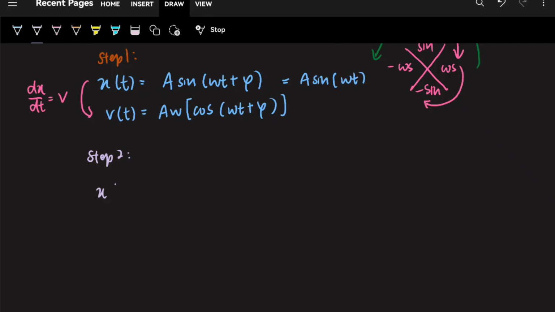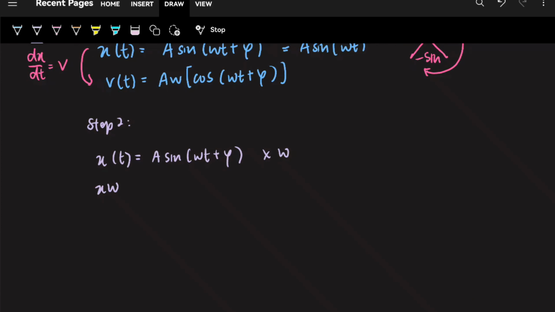So what do I mean by that? This is our x function, right? A sine omega t plus phi. I'm going to multiply this entire function by omega, and that would give me x omega. I'm going to remove this t part in the bracket. It will mean the same. I'm just going to remove it so that it's easier to show you in the calculation. You're going to get A omega sine(omega t plus phi). I just removed this in the bracket. That's it. Nothing's going to change. And I just multiply omega to the x part and to this side, left and right hand side.